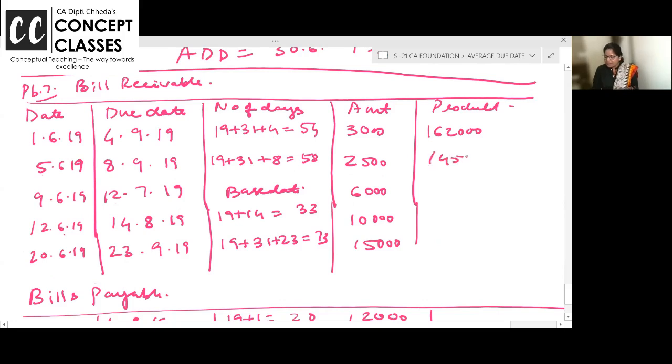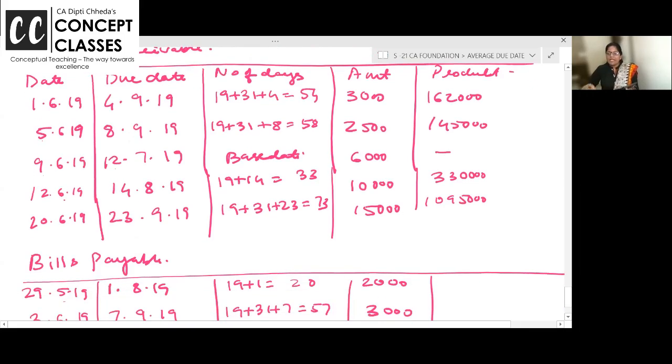2,500. Sorry. 145. Put it in memory. Then 33 into 10,000, 3,30,000. 73 into 15,000, 10,95,000. 17 lakh.